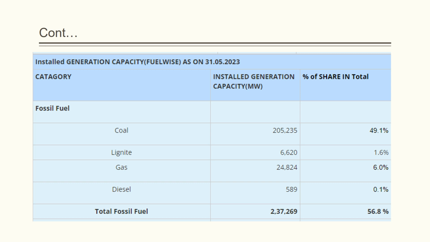So the fossil fuel. The coal installed generation capacity is 2,05,235 megawatt, which is 49 percentage of share, and gas is 24,824 megawatt, diesel is 589, and lignite 6,620. So in total, fossil fuel is 2 lakhs 37,269 megawatt. In percentage it is around 56.8 percentage.